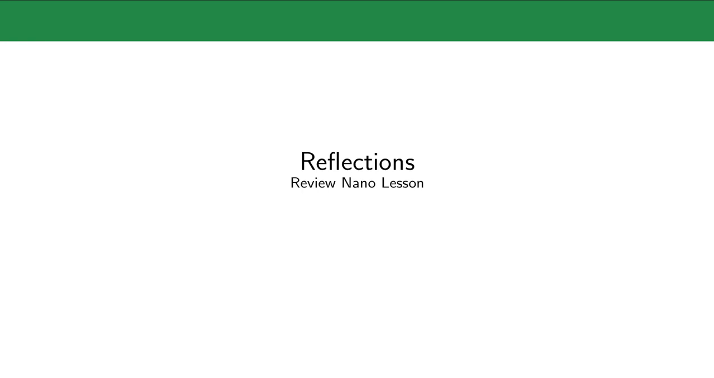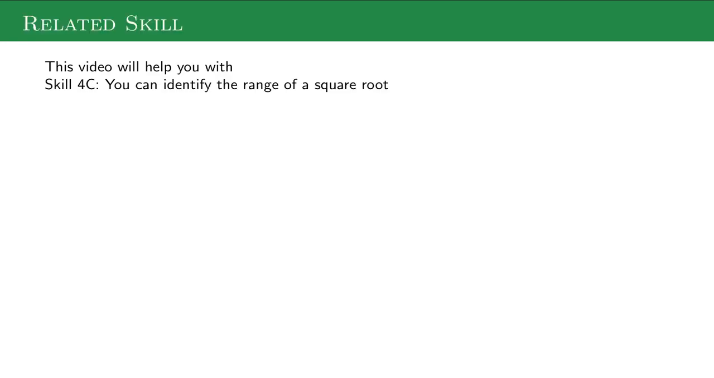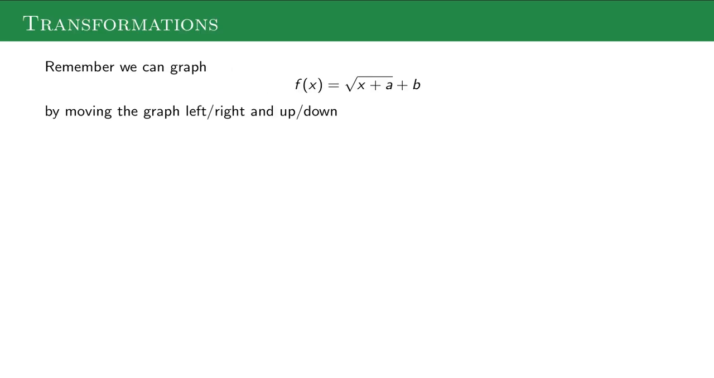In this quick review video, we're going to talk about reflections. This is actually going to help you with skill 4C, even though that one's not about reflections. So we learned how to do transformations. This A is going to move us in the left and right direction, and this B moves us in the up and down direction. You already know how to do transformations.